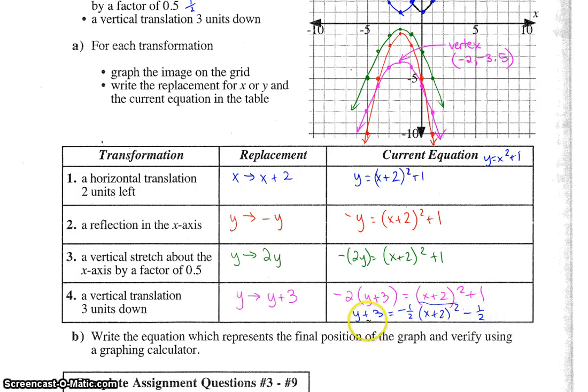And there we go. Then we're going to add 3 to the other side, and we would have y equals still -1/2, not -1/3, times (x plus 2) squared, and then subtract 3, so minus now 3.5. Okay, actually, if you look at that, the vertex, you can tell, is going to be (-2, -3.5), just from our standard form of the equation, remember?